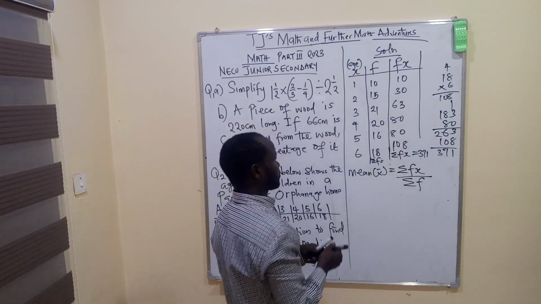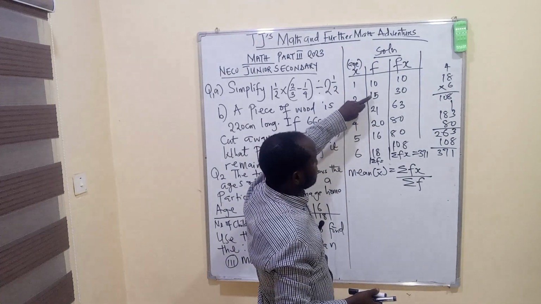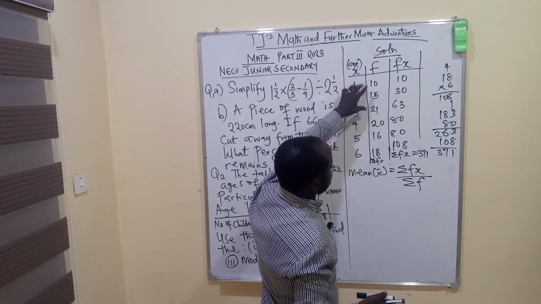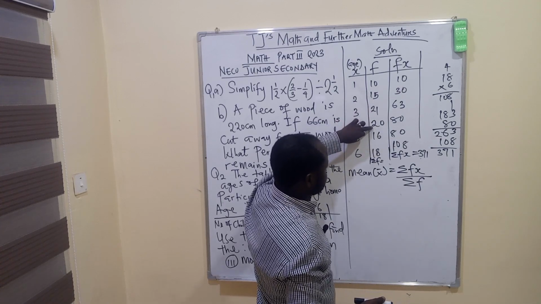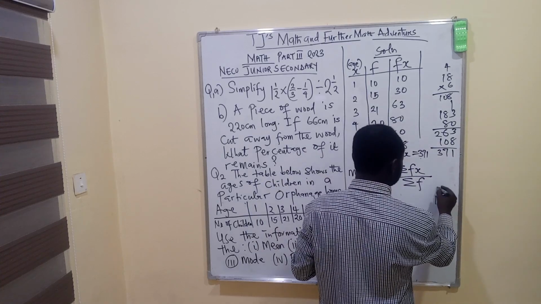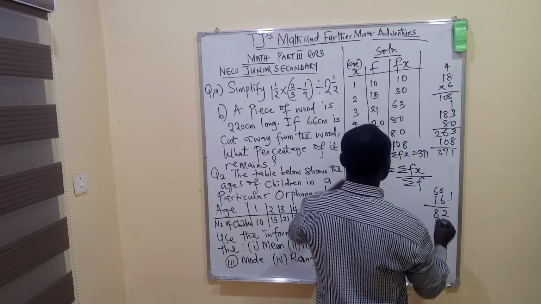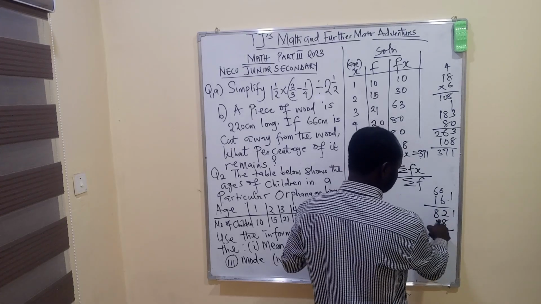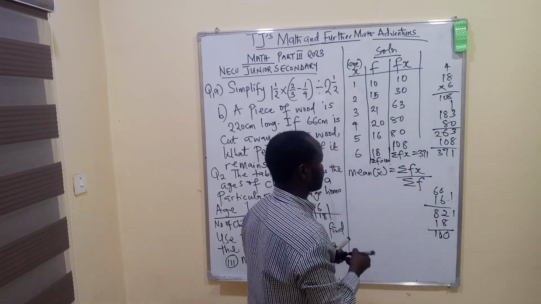Let's add our frequency together and see. 10 plus 15, that's 25. 25 plus 21, that will be 46. 46 plus 20, that's 66. 66 plus 16. Let's write it down. 66 plus 16, this is 12, 2 carry 1, 7, that's 82. 82 plus 18, this is 10 carry 1, 9, that's 100. Our frequency is 100 here.